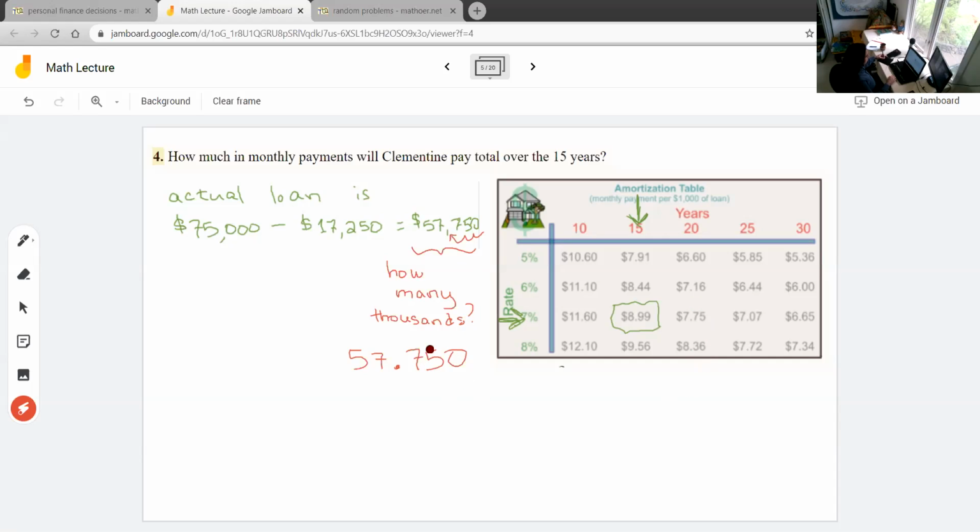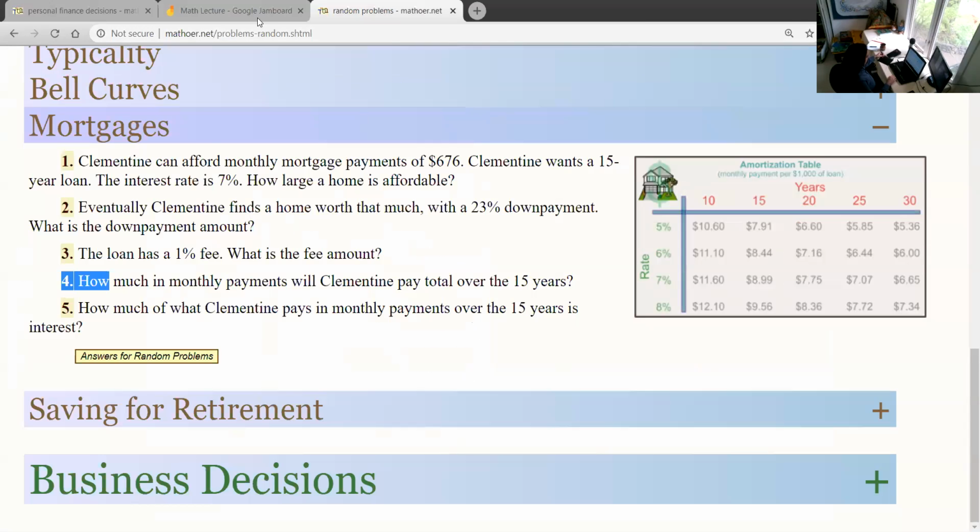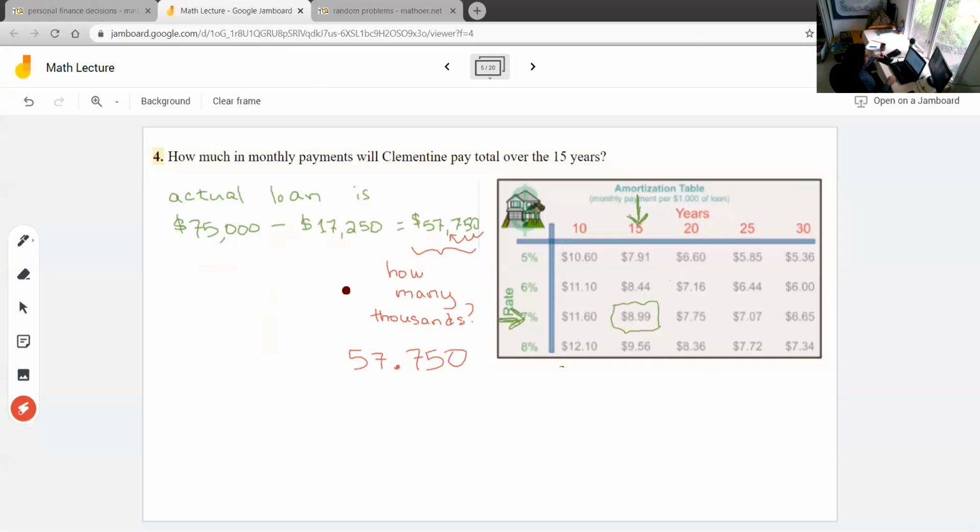This is for most students the trickiest part. So after we finish this set, I'm going to redo a number 4 with a different random number. Okay, anyway, for each of those, she has to pay $8.99.